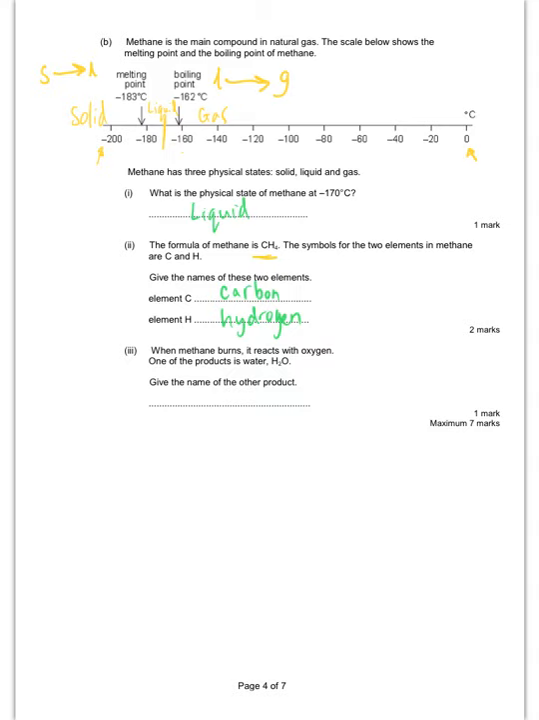When methane burns, it reacts with oxygen. One of the products is water, H2O. Give the name of the other product. Now the name is carbon dioxide. And that forms when the oxygen combines with the carbon to make carbon dioxide.